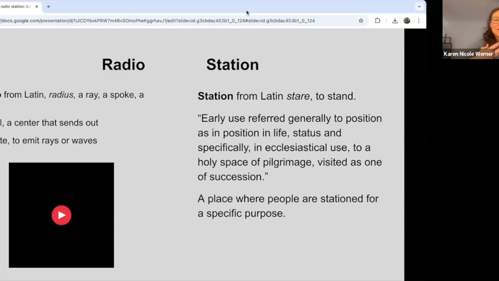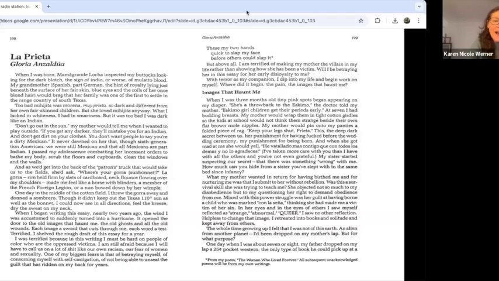So I find that paying attention to these things really adds a level of mystery and poetry to the radio station as a form.